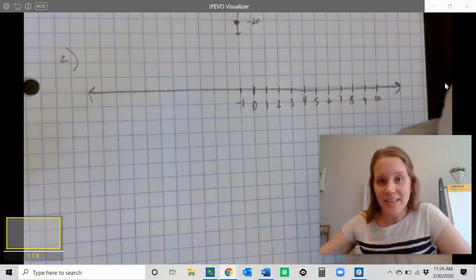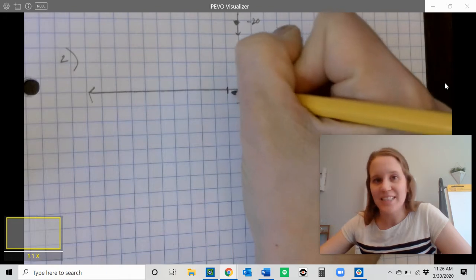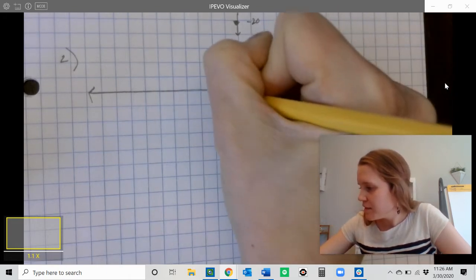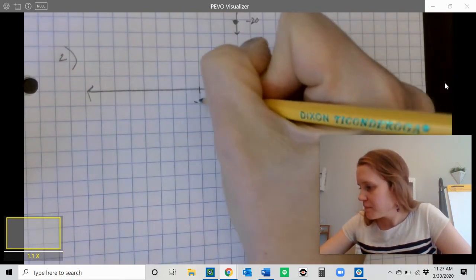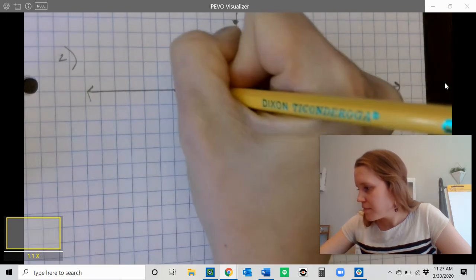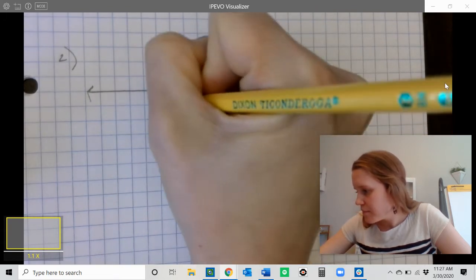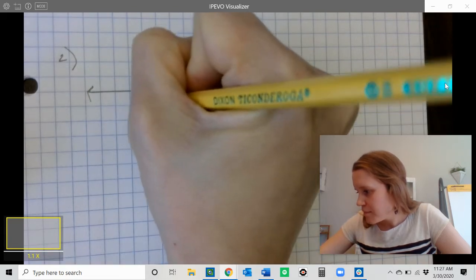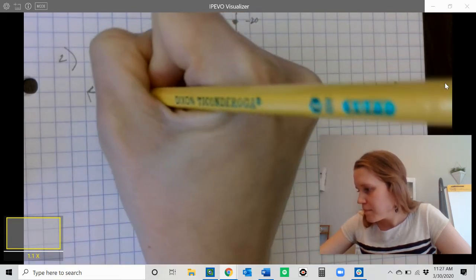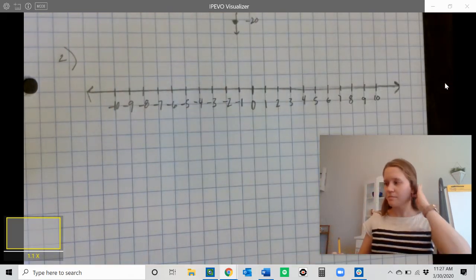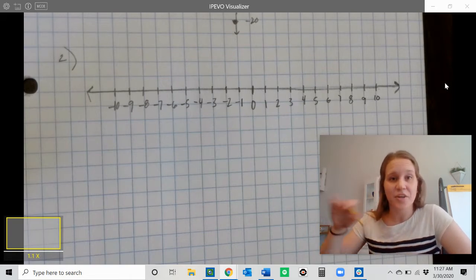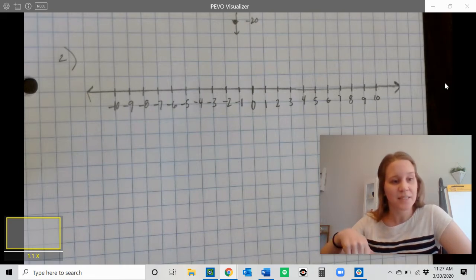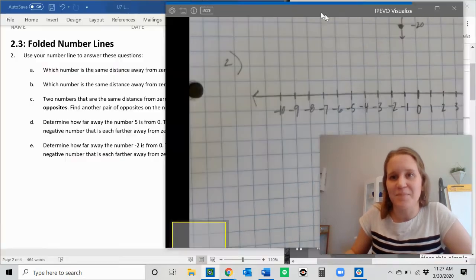1 less than 0 is -1. 1 less than -1 is -2. -3. I'm going to keep going like that all the way until I get to -10. All right, take a second, make sure your paper looks like mine. We're going to use this number line in a few different questions coming up. So if you need more time, please click pause. Otherwise, let's move on.